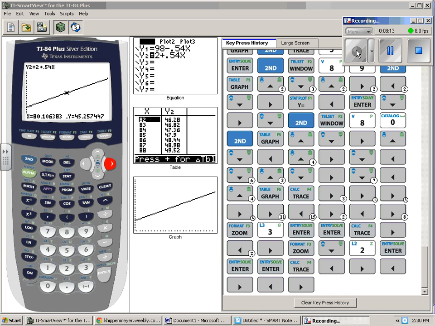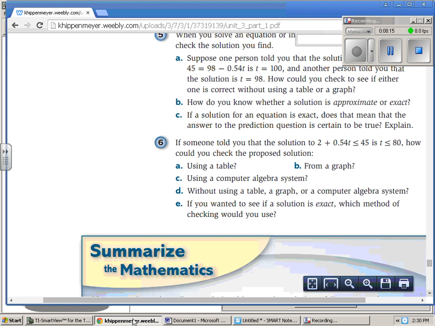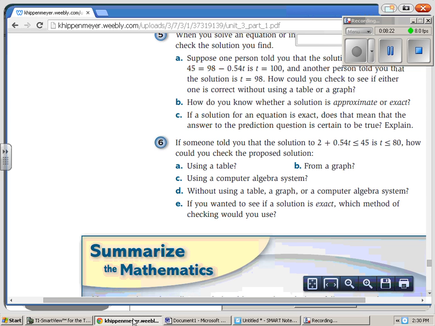So now the last thing we need to do is look at if you would use an equation. D says without using a table, a graph, or a computer algebra system. And of course, we're skipping the computer algebra system. We don't have the computer algebra system. So letter D, we have to use an equation, or an inequality in this case.